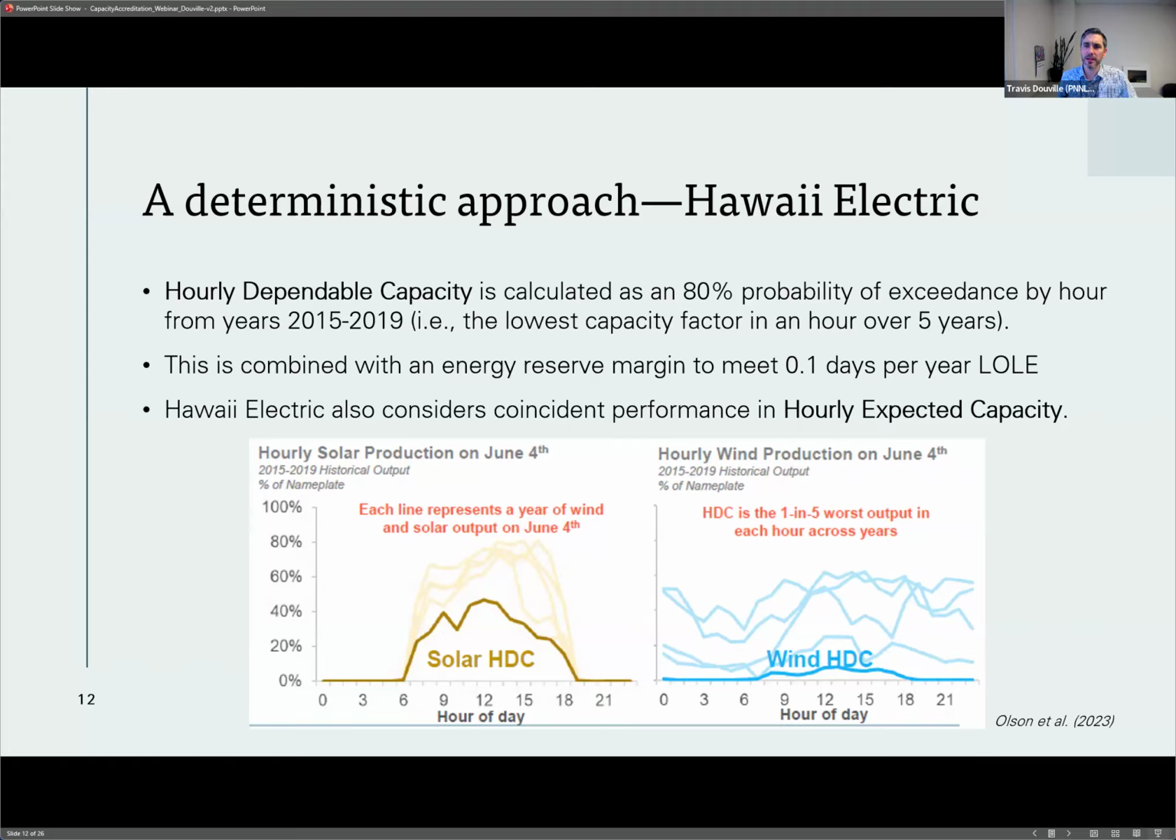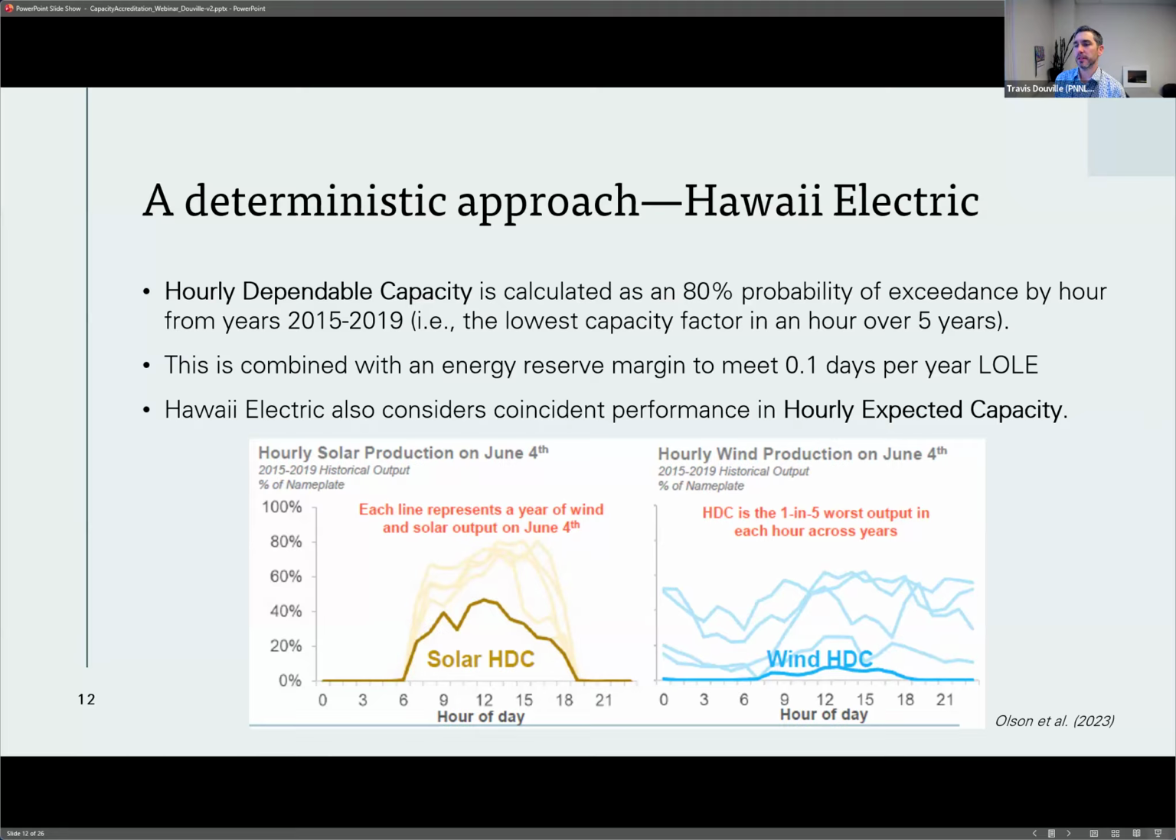Historically, this HDC is met with an energy reserve margin, which is similar to a PRM, to meet a 0.1 LOLE criterion. You can see how there may be some drawbacks to this, but also that it's fairly easy to communicate and understand. Given how critical the stakeholder process is to planning, I want to emphasize again that this is a major strength of HDC. Please note also that HECO has refined this method by considering hourly expected capacity, which is what they currently are implementing in their resource adequacy work plan.